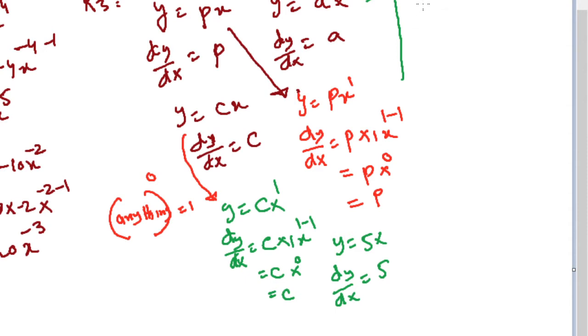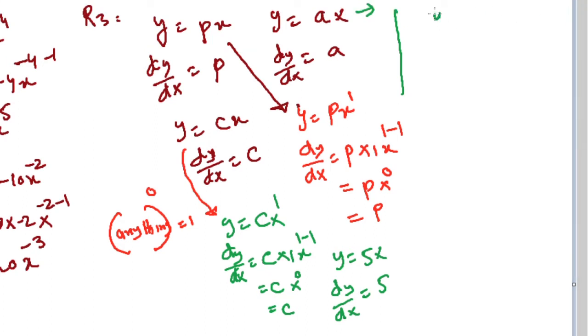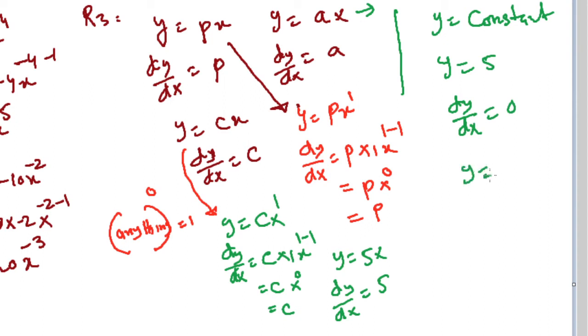Now there is one more case which we can see in our questions, which is this one. y is equal to a constant. Suppose y is equal to 5, and we have to find the derivative. So what will the derivative be? dy/dx is 0. If y is equal to minus 5, dy/dx is 0.